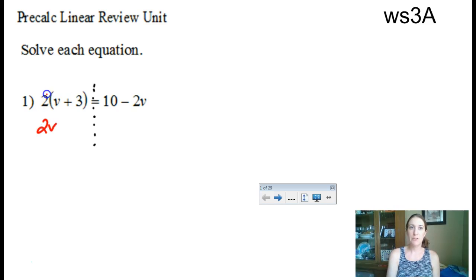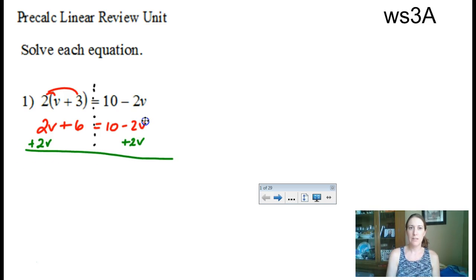My first step is to distribute this 2. So 2v plus 6 equals 10 minus 2v. A lot of kids think those 2v's will cancel, but they're not going to. We're going to add this 2v, which means we also add it over here, canceling out that term. At the same time, I'm going to subtract this 6, moving my constants to the right. So 4v equals 4. And then finally, dividing by 4 on both sides, v equals 1.